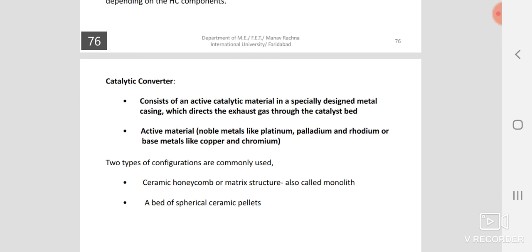A catalytic converter consists of an active catalytic material in a specially designed metal casing which directs the exhaust gas to the catalyst pad. Catalyst generally remains in a bed. Bed means an array of metals through which the exhaust gases will pass. The array of metals may be in the form of pellet beds, or may be in the form of honeycomb.